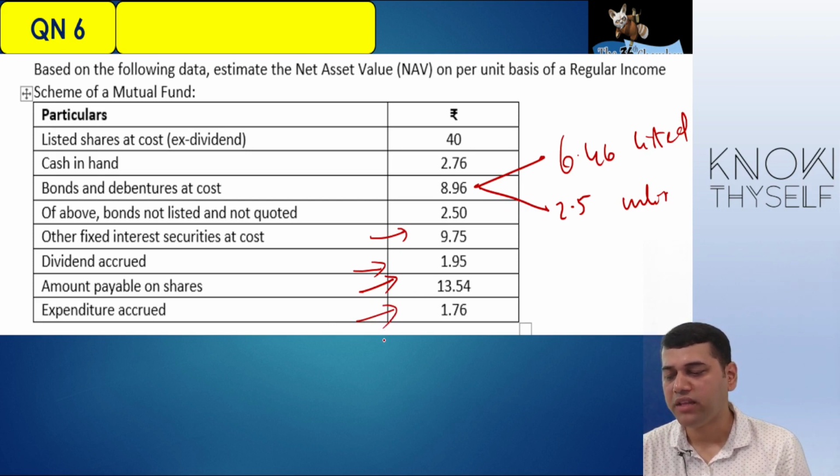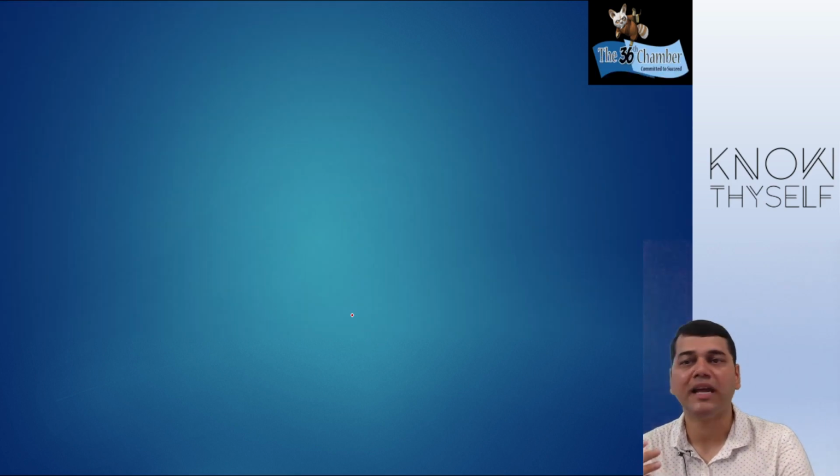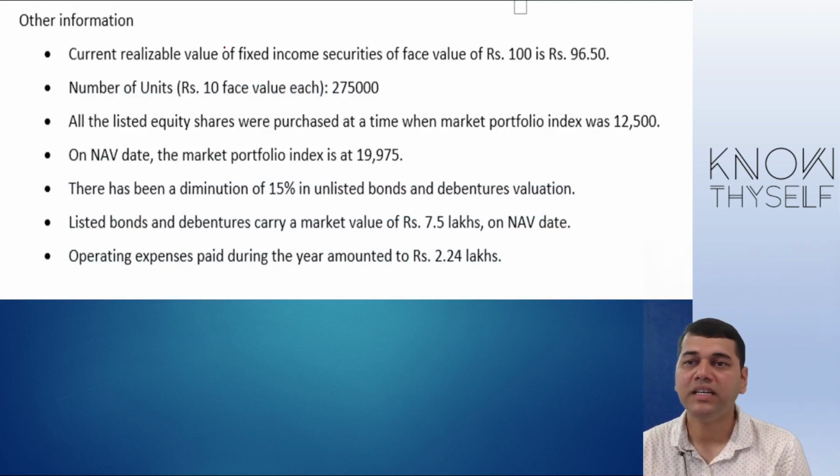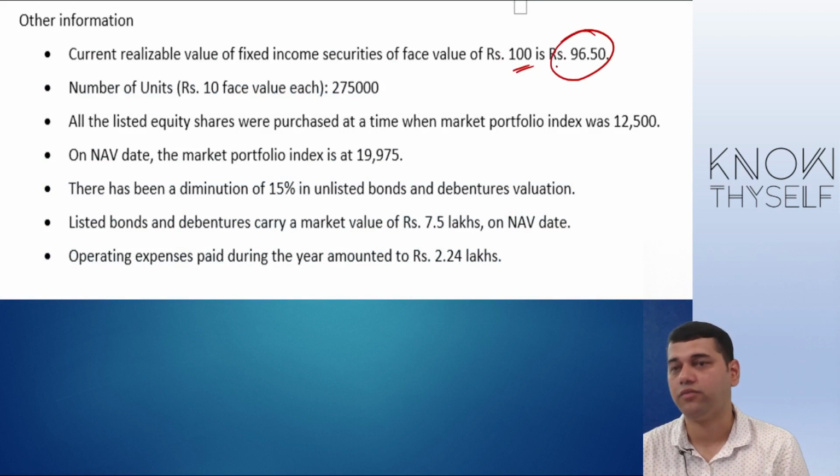Maybe call money. Okay, they have called you, it is a liability for you. Current realizable value of the fixed income security of face value 100 is 96.5. There are some fixed income securities, no? So you have to find out the value today. Number of units, rupees 10 face value each, 2,75,000. They give you the number of units issued.